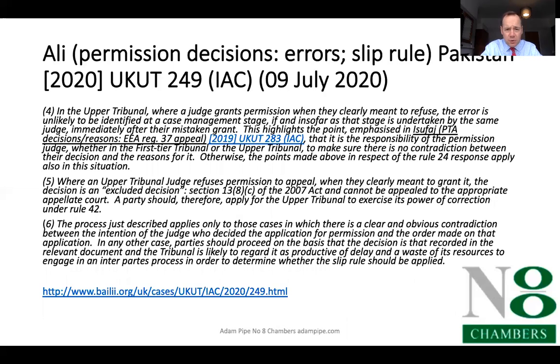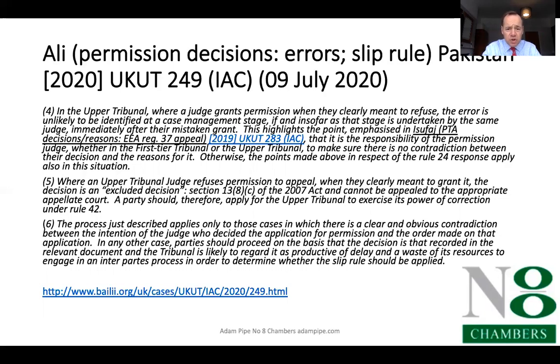4, in the Upper Tribunal, where a judge grants permission when they clearly meant to refuse, the error is unlikely to be identified at the case management stage, especially when that's undertaken by the same judge who mistakenly granted permission. And the tribunal here point out the decision in Ishtiaq, where they emphasize the responsibility of a judge dealing with the permission to appeal application to make sure there's no contradiction between their decision and the reasons for it.